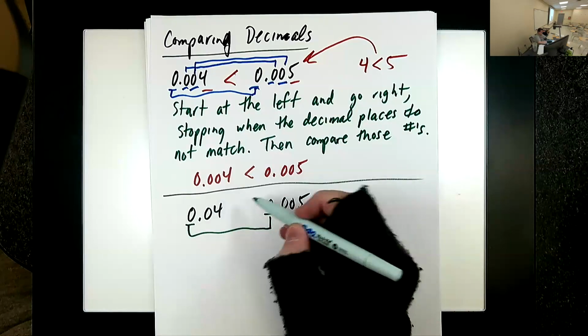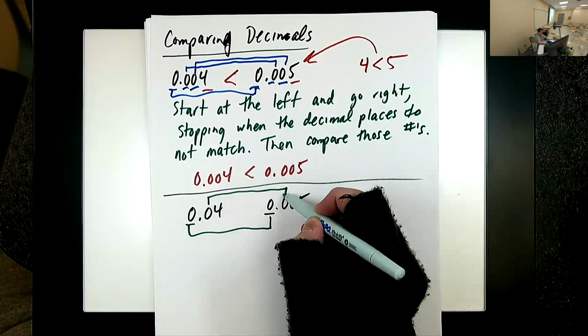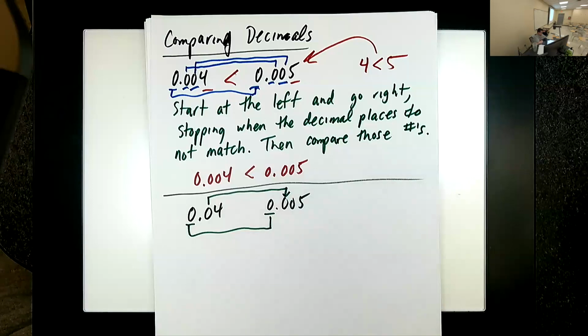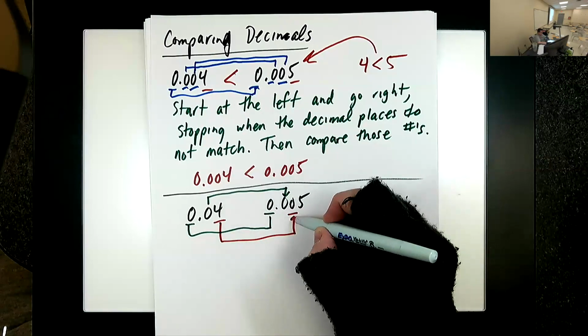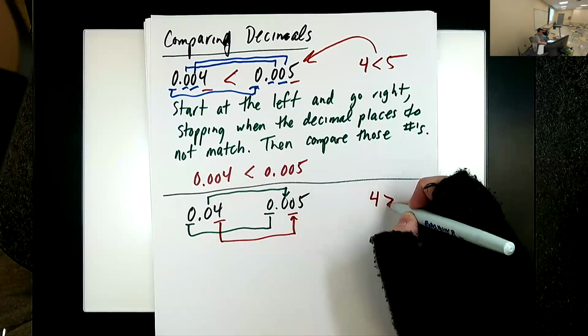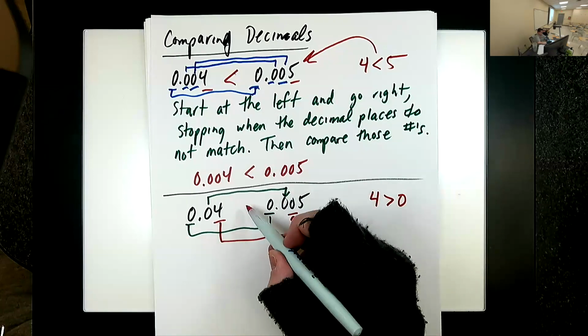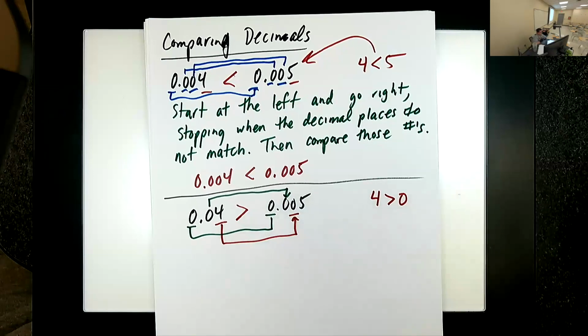Those pair up just fine. This 0 and this 0, those are the same. We keep going to the right. I get to the 4 and I get to this 0 right here. I'm comparing these two. 4 is greater than 0, so 0.04 is greater than 0.005.